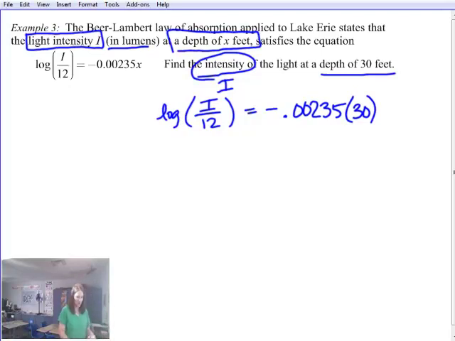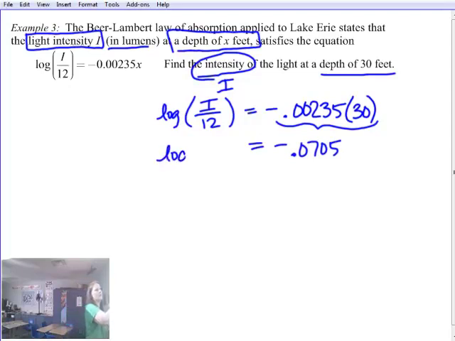Our goal now is to solve for that I. Now, I did go ahead and multiply these two numbers on my calculator, and I found that they are a terminating decimal. In other words, they stopped repeating. They didn't repeat and go forever. So I can just write down all the decimals as long as I'm not rounding and creating a rounding error. So I have 0.0705 when I multiply those two numbers together. Now I have the logarithm of I over 12.